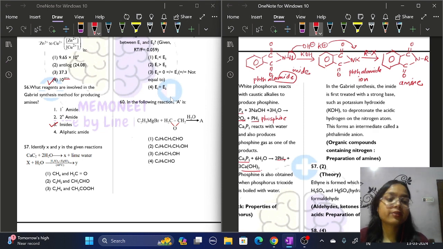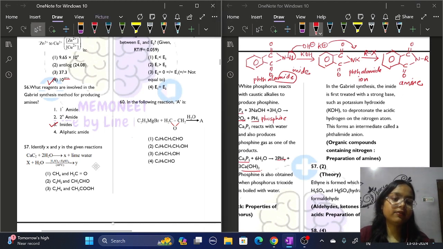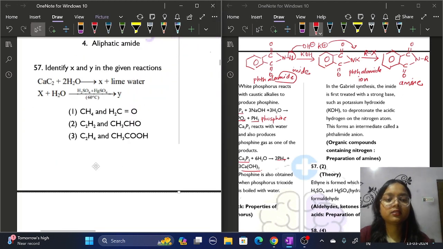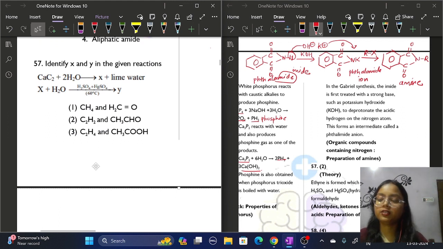Let's move on to the next question. In question number 57, it is given: identify X and Y in the given reactions. CaC2 plus 2H2O will give X plus lime water. And when this X is reacted with water in the presence of H2SO4 and HgSO4, it will give Y. Okay. So let's work on this reaction.